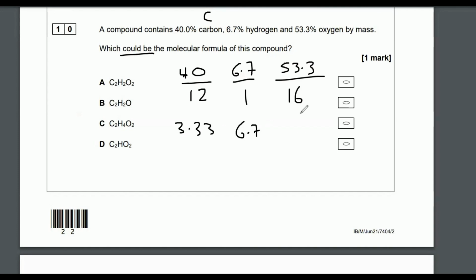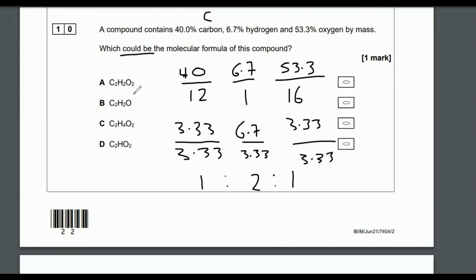That's going to be 3.33 again, roughly. And then if we divide these all by the smallest, 3.33 is the smallest number there, so we're going to get 3.33 over 3.33, 6.7 over 3.33, and 3.33 over 3.33. We're going to get a ratio of 1 to 2 to 1.